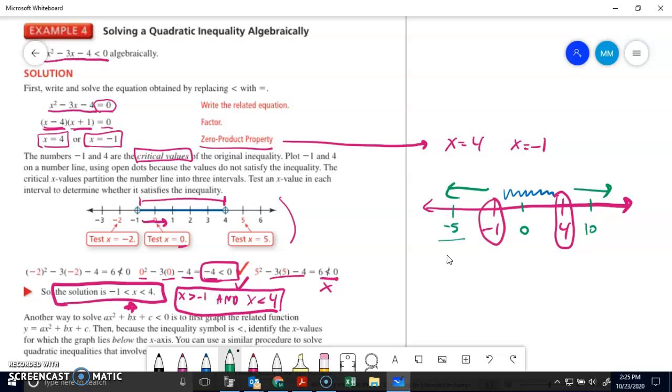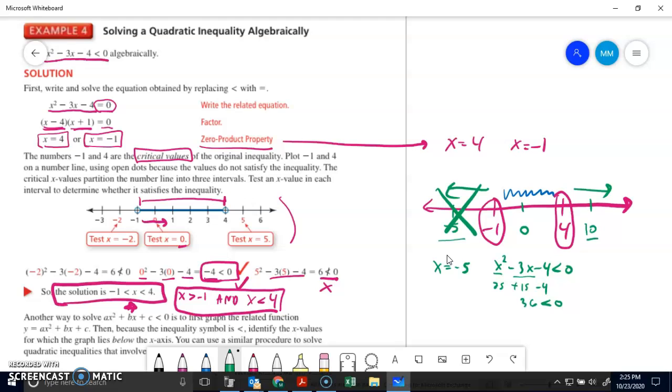And again, we plug those in. So if x equals negative 5, I take my original equation and I plug negative 5 in. Negative 5 squared is 25. Negative 3 times negative 5 is positive 15. Minus 4 is 40 minus 4, 36. Is 36 less than 0? It is not. That is not true. So this is not the right region.